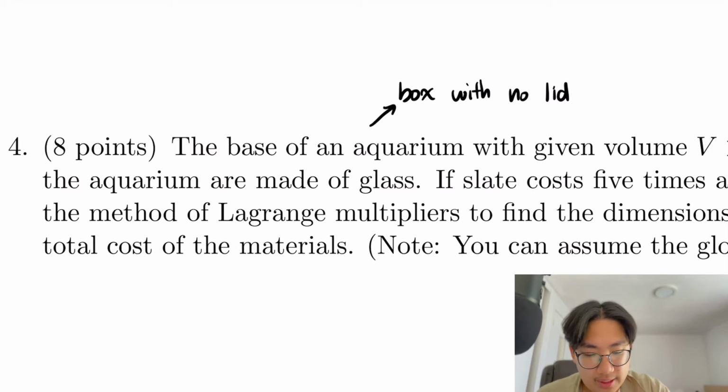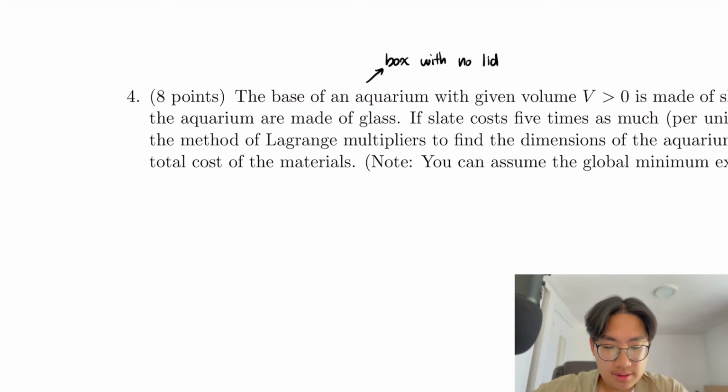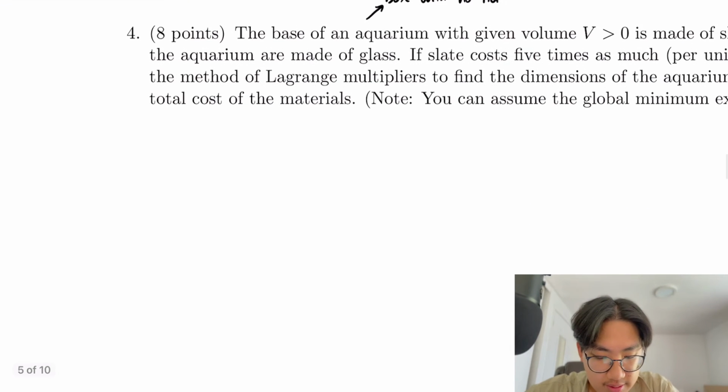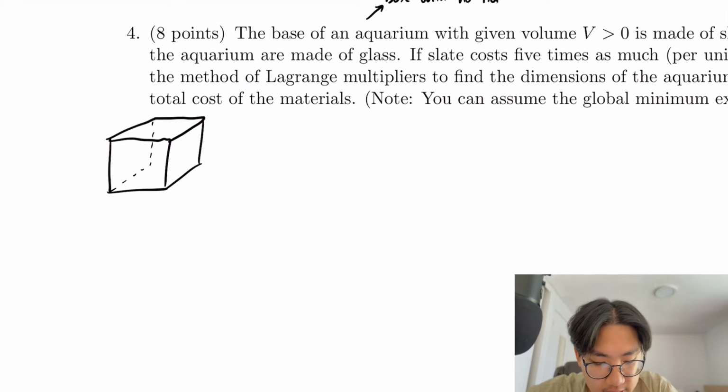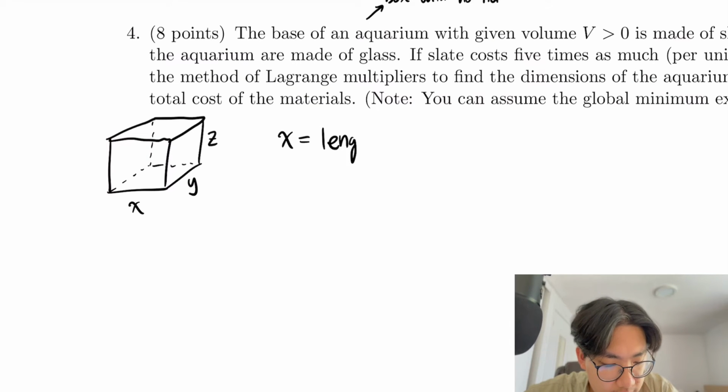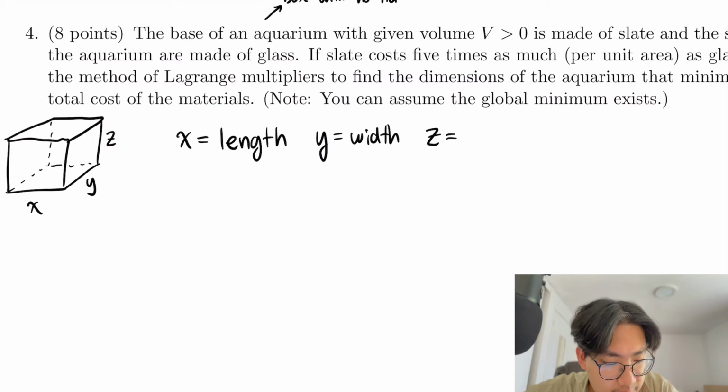Okay, so we'll begin by drawing a quick sketch. So we have something like this. Again, just a very rough sketch. So something like this, and again, no top portion. This we can call X, Y, Z. So here we can call X the length. Then we can call Y the width. And then Z, obviously the height.